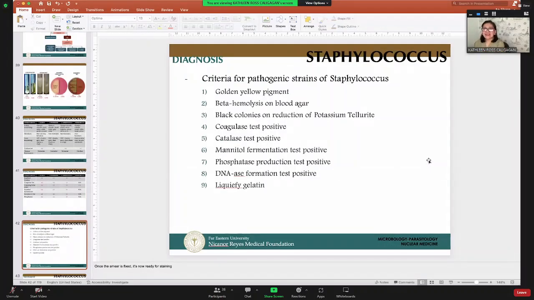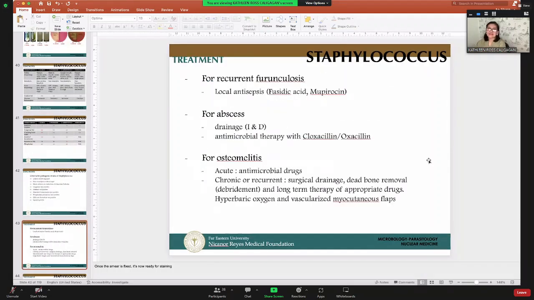Okay, and these are the criteria for identifying pathogenic strains of Staphylococcus. You have a golden yellow pigment, hemolysis on blood agar, coagulase test positive, catalase positive, mannitol positive. Well, those are the more important ones. So the more readily available tests for Staphylococcus aureus.